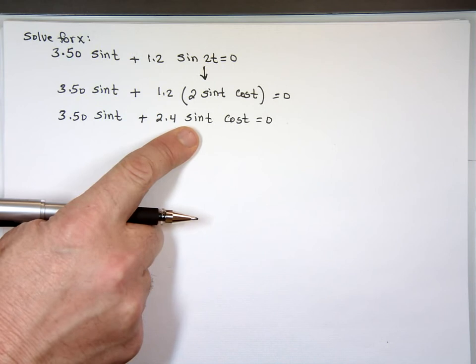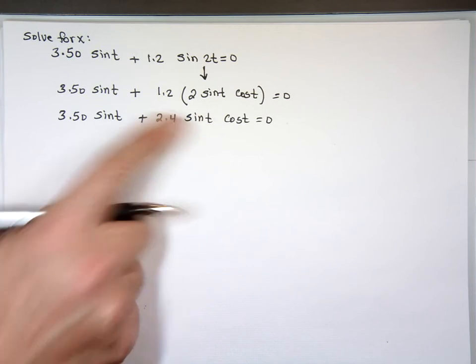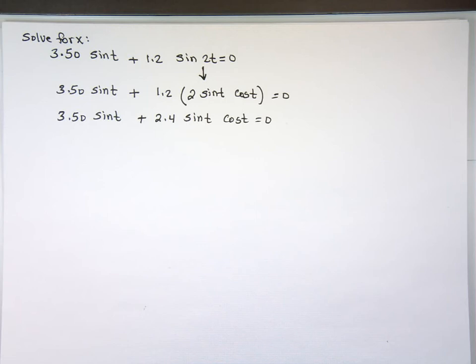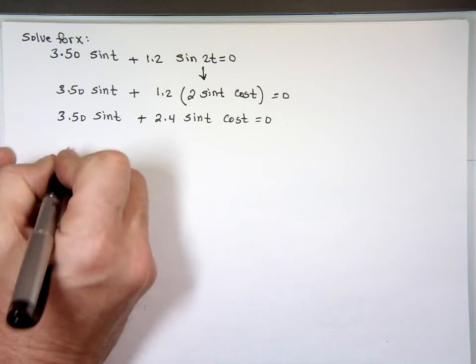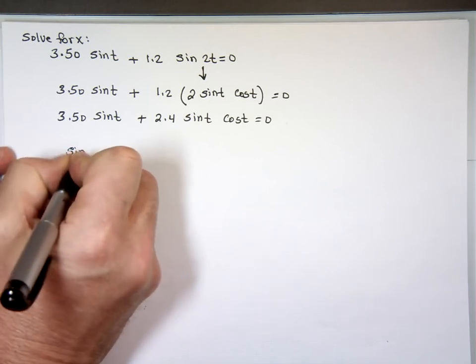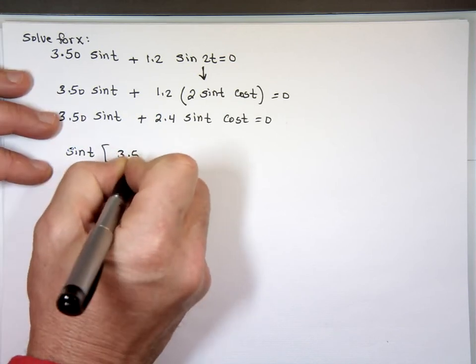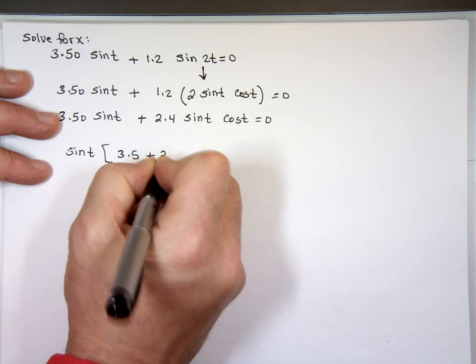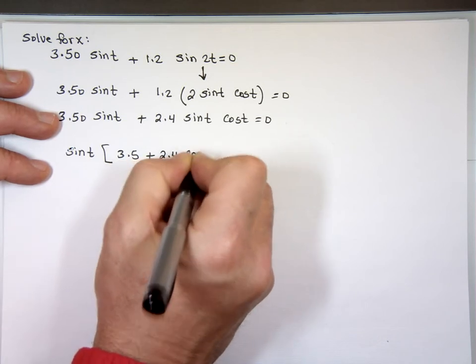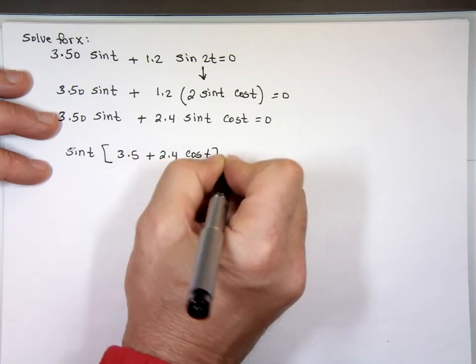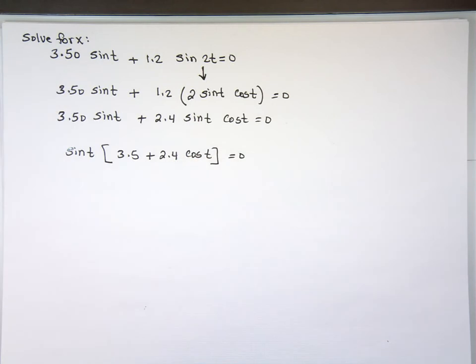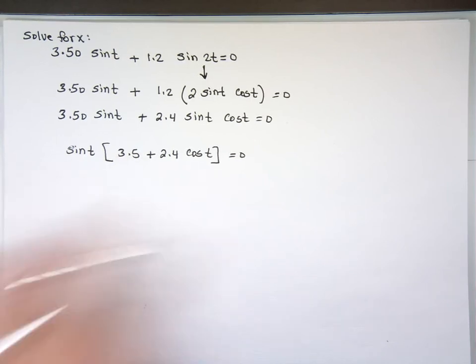We can factor sine t out, right? If you factor sine t, you will have what? You'll have 3.5 plus 2.4 times what? Cosine t. Now you're multiplying two things and your answer is 0. That means one of them has to be 0.